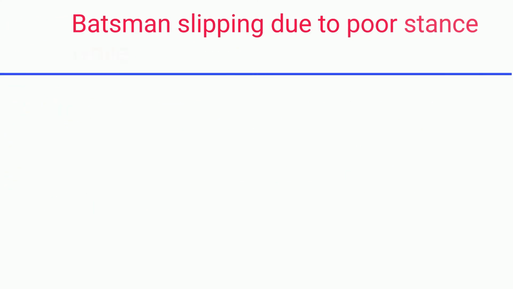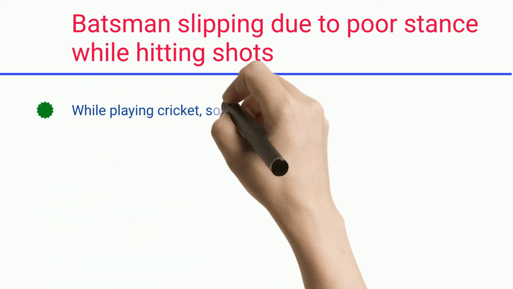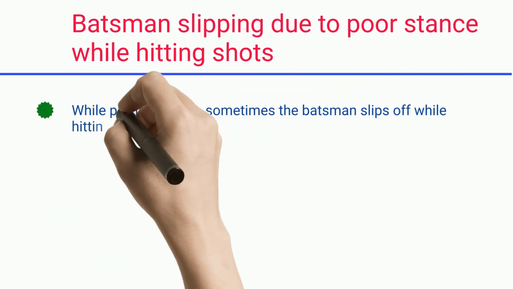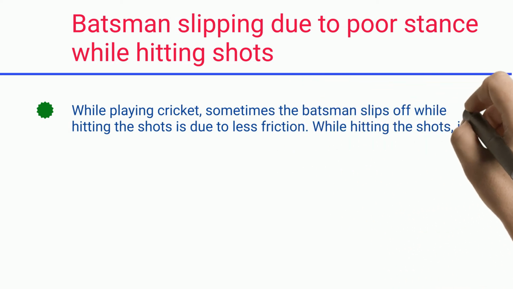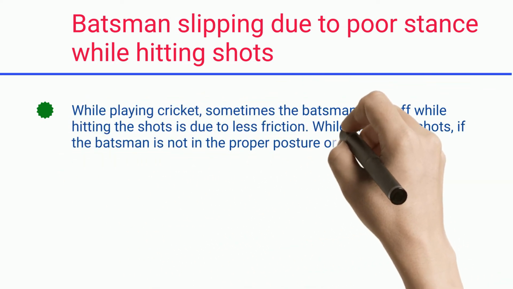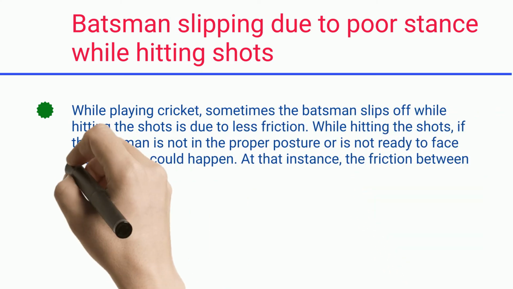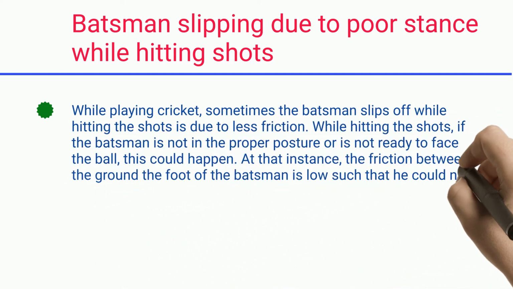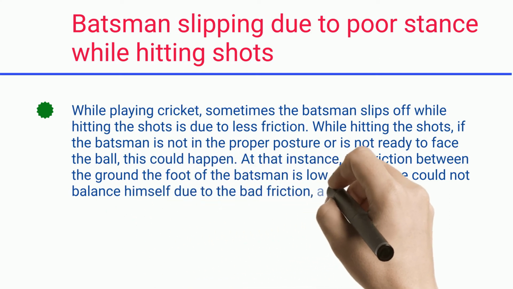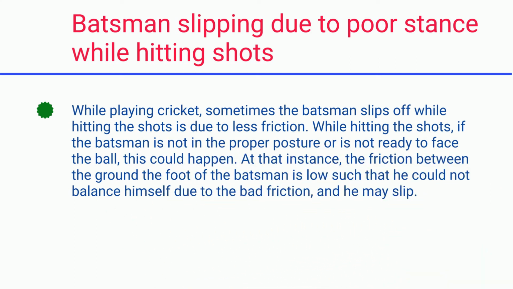Batsman slipping due to poor stance while hitting shots. While playing cricket, sometimes the batsman slips while hitting shots due to less friction. While hitting the shots, if the batsman is not in the proper posture or is not ready to face the ball, this could happen. At that instant, the friction between the ground and the foot of the batsman is so low that he cannot balance himself due to the bad friction, and he may slip.